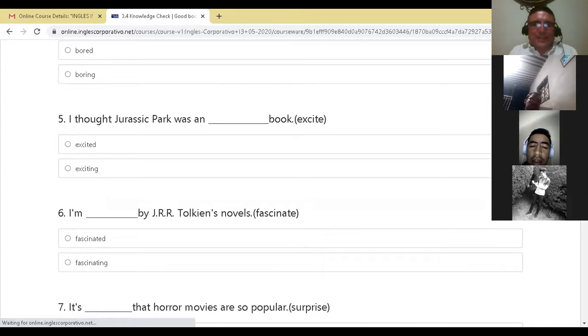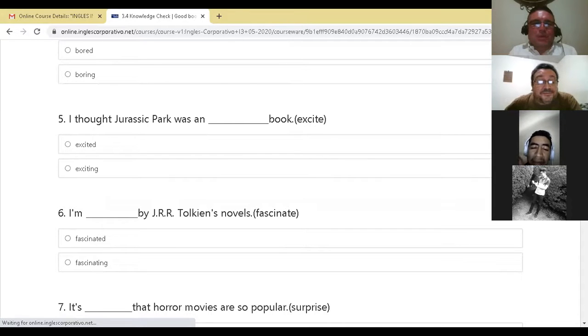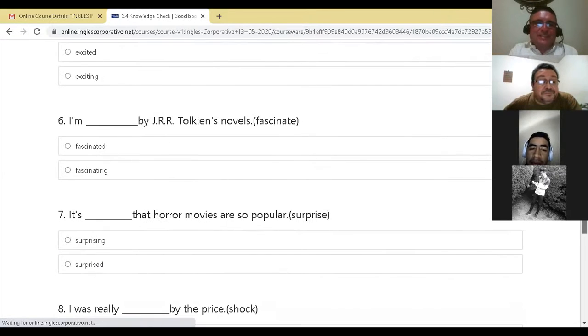Exciting book. I was reading another one. So I thought Jurassic Park was an exciting book. Okay. What about number six?